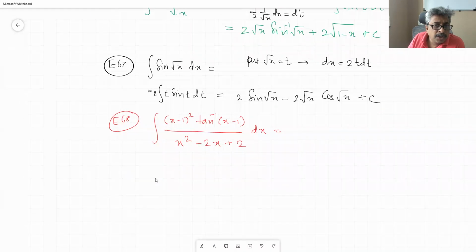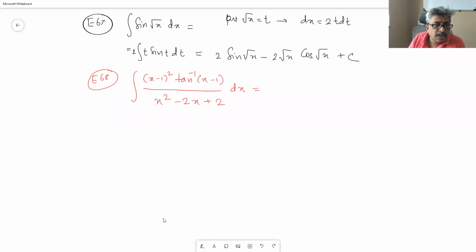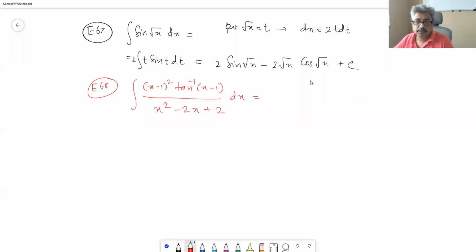Now here the substitution is tan inverse (x minus 1) is equal to t. Let me solve this. Put tan inverse (x minus 1) equal to t, this implies x minus 1 is equal to tan t. And the derivative of this is 1 upon 1 plus (x minus 1) square, that is x square minus 2x plus 1, dx is equal to dt.